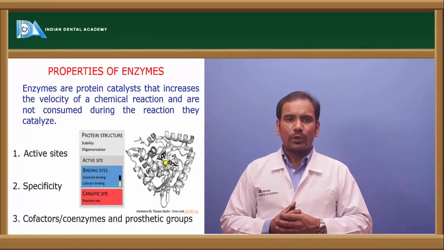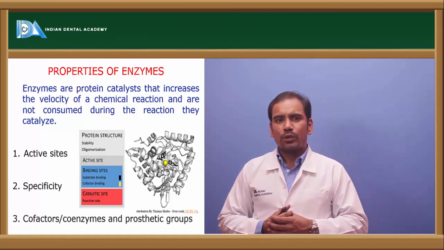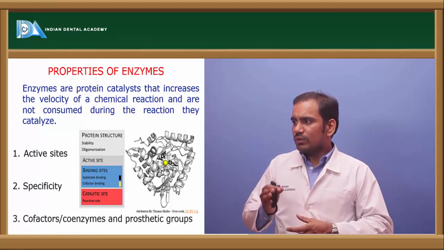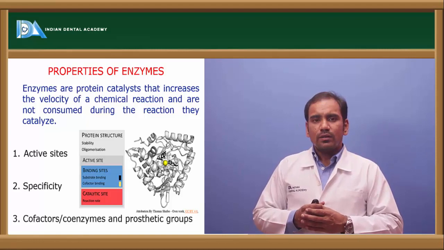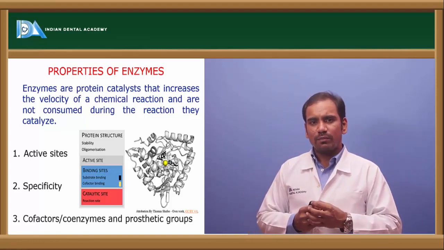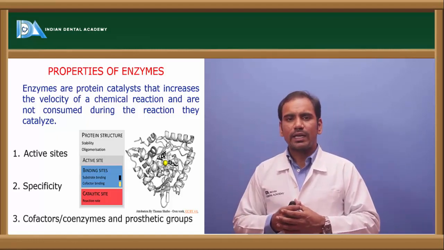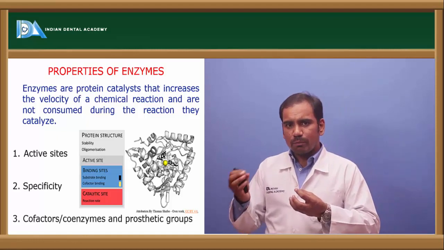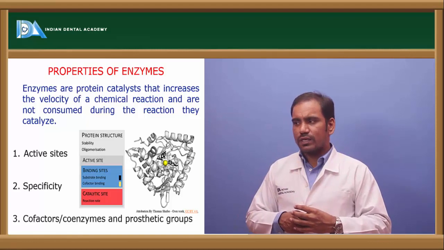Now coming to properties of enzymes. As we discussed in the definition, enzymes are protein in nature. Right? These enzymes have an active site. There is a small cleft on the enzyme where the substrate binds. That site is called the active site. Right? The substrate binds to the enzyme at a particular site, and that site is the active site.